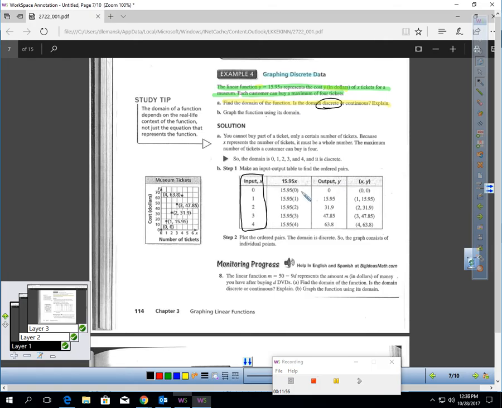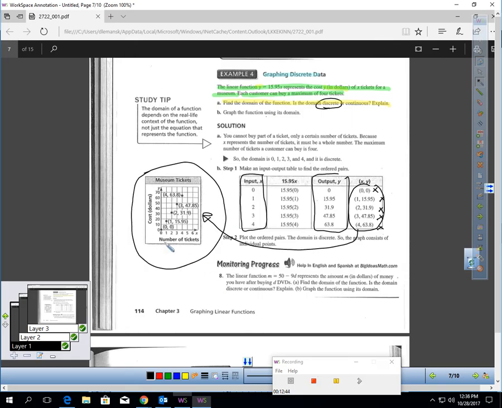The outputs. So if I take 0 and multiply it by 15.95, my output would be 0. If I buy 1 ticket, it's going to cost me $15.95. If I buy 2 tickets, it's going to cost me $31.90. If I buy 3 tickets, I multiply that by $15.95. There's my price, and 4 tickets, so on. So you can see I have the ordered pairs (0, 0), (1, 15.95), (2, 31.9), (3, 47.85), and (4, 63.8). I need to take those points and then just plot them on graph paper, which you see they're doing here. There would be a graph of my data.